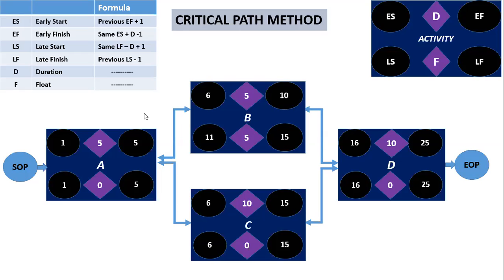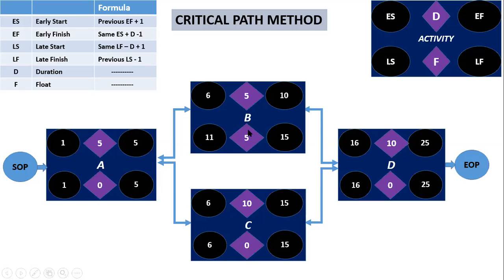See, now we have two scenarios over here. We can calculate the float. 25 minus 25 for activity D is 0. 16 minus 16 is 0. Here, for activity C, 15 minus 15 is 0, and 6 minus 6 is 0. Coming to activity B, 15 minus 10 is 5, and 11 minus 6 is 5. Here we got a float of 5 days.